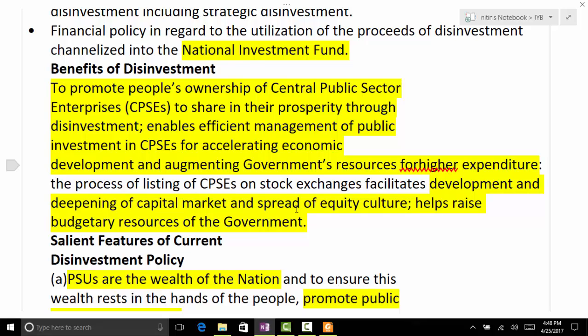What the idea is, once the government does the disinvestment, it offloads the shares. People buy it, and people have the share. Now there are more and more chances for better performance of the public sector. With the better performance, those people will gain in the prosperity along with the prosperity of the institution.